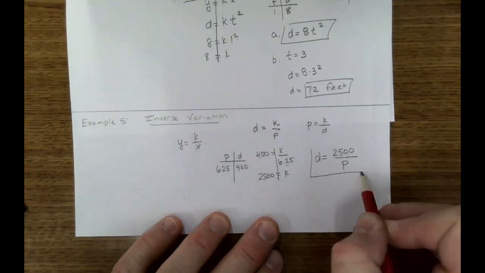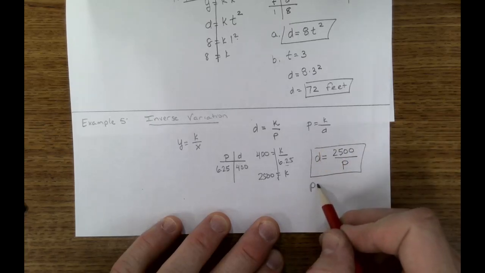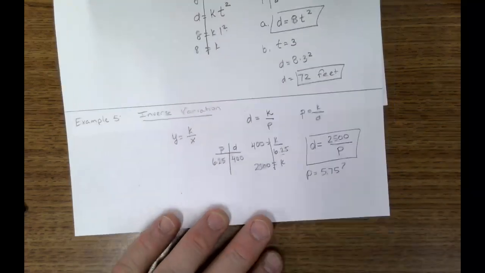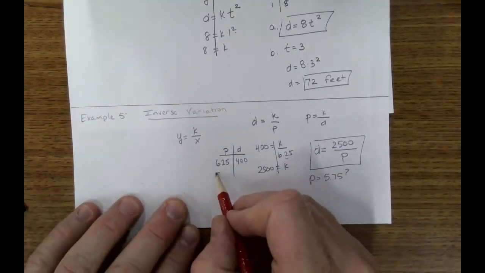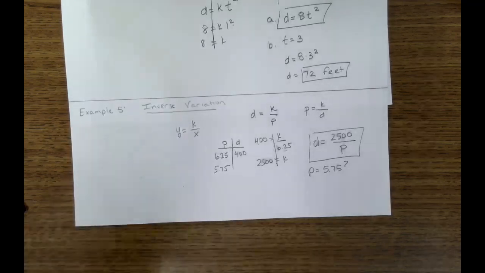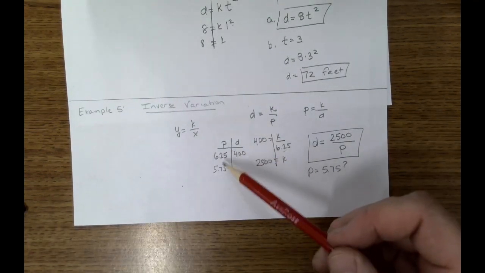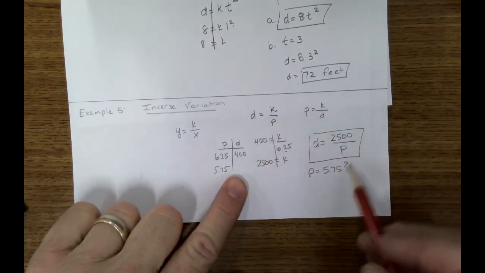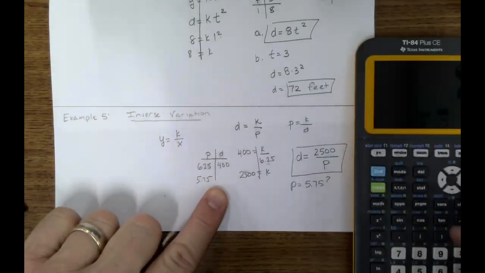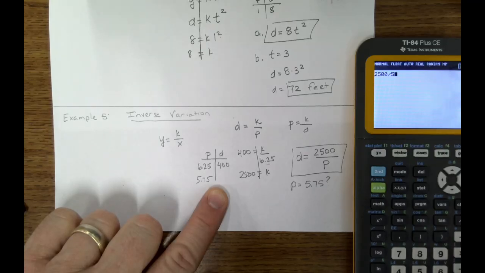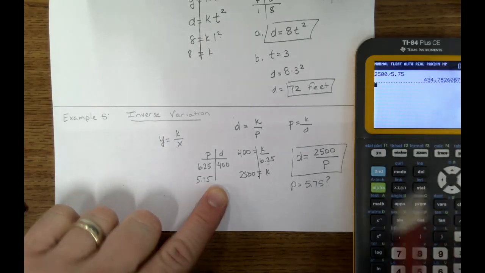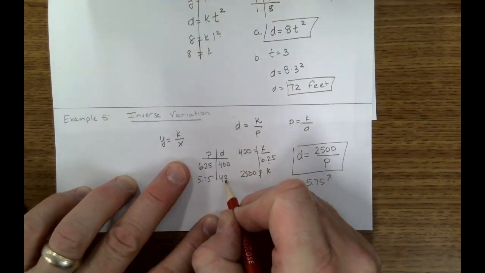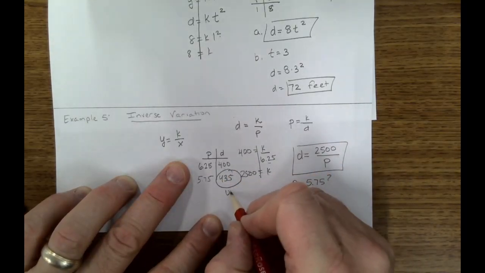So the question they ask is, well, what if the price is $5.75? What happens when the price is equal to that? So I come over here and I say $5.75, and what do you think's going to happen? If they lower the price of something, the demand is going to go up. So I'm just going to put this in there. Let's see, 2,500 divided by 5.75. 434. Let's write it right there. 435 units.